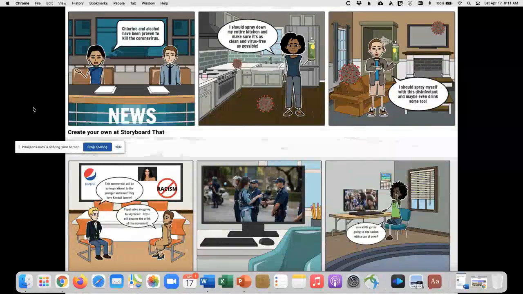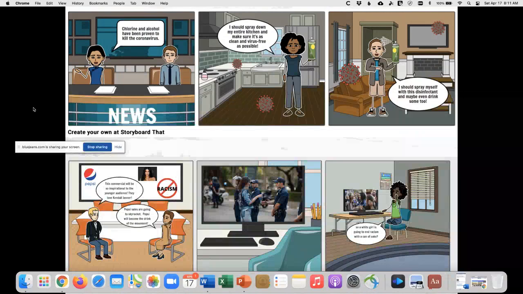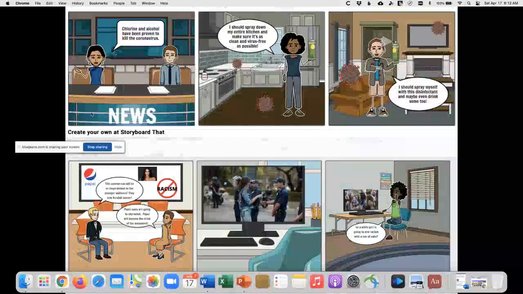So here's just an example. This is using a program that's free online. It's called storyboardthat.com, where students created their own cartoons to address issues in the media. So the top one, the news anchor says, chlorine and alcohol have been proven to kill the coronavirus. Then at home, I should spray down my entire kitchen, make sure it is clean and virus-free as possible. And then he says, I should spray myself with this disinfection and maybe even drink some too, right? Giving a chance to talk about what are the messages, what are we hearing and seeing in the media, what are the problems here, how can we represent this and talk about these issues.